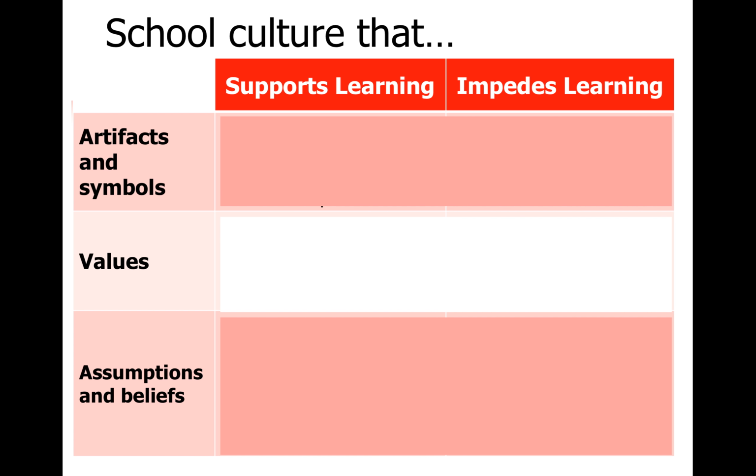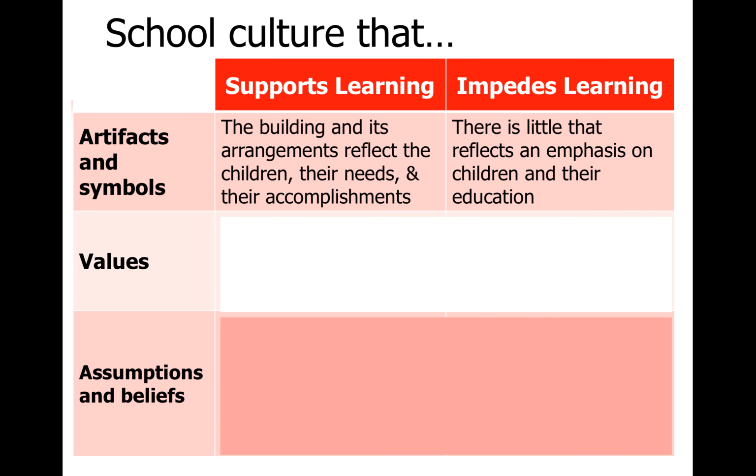as well as the beliefs of the individuals that are involved with that school. All right, so when we look at school culture, one that supports learning, when we look at artifacts and symbols, the building and surroundings reflect the children, their needs, and their accomplishments. So we're looking for a culture that provides what the students need, and supports their accomplishments. And so it's going to have awards and those sorts of things displayed. We're going to have things on the walls that might support their learning, or at least it goes along with lessons that they're doing, those sorts of things.